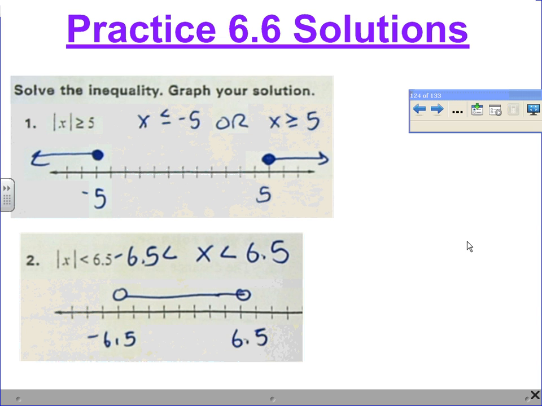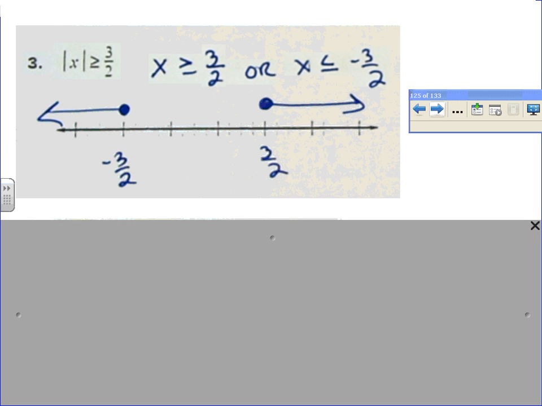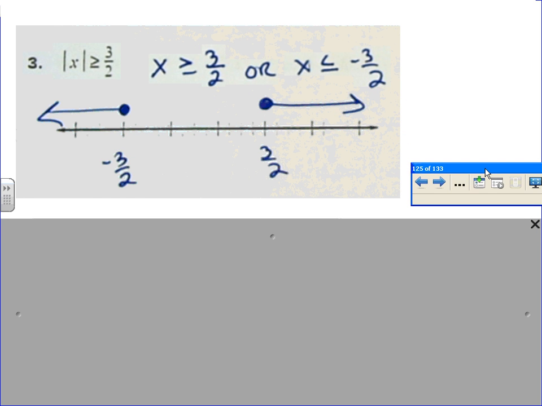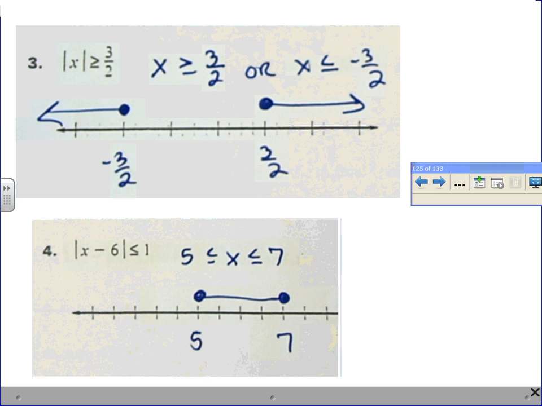On these ones, because they're like the simple ones, you do not need to write anything. Thank you for bringing that up. If you did, it's up there. Okay, number 3. This one you also did not have to write anything, but it's up there. Make sure your graph has filled in circles and the arrows are going in opposite directions. Your circles should be on 3/2 and -3/2.